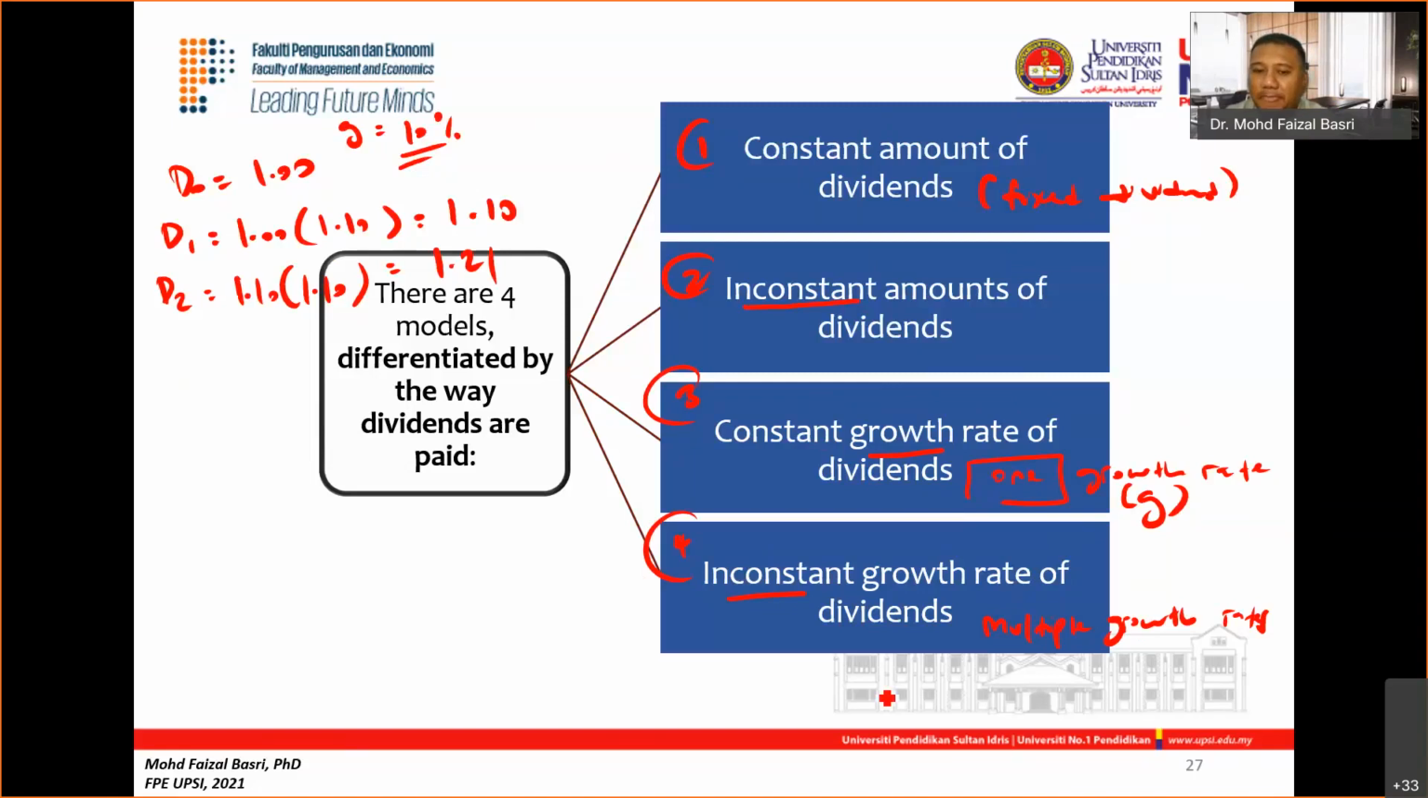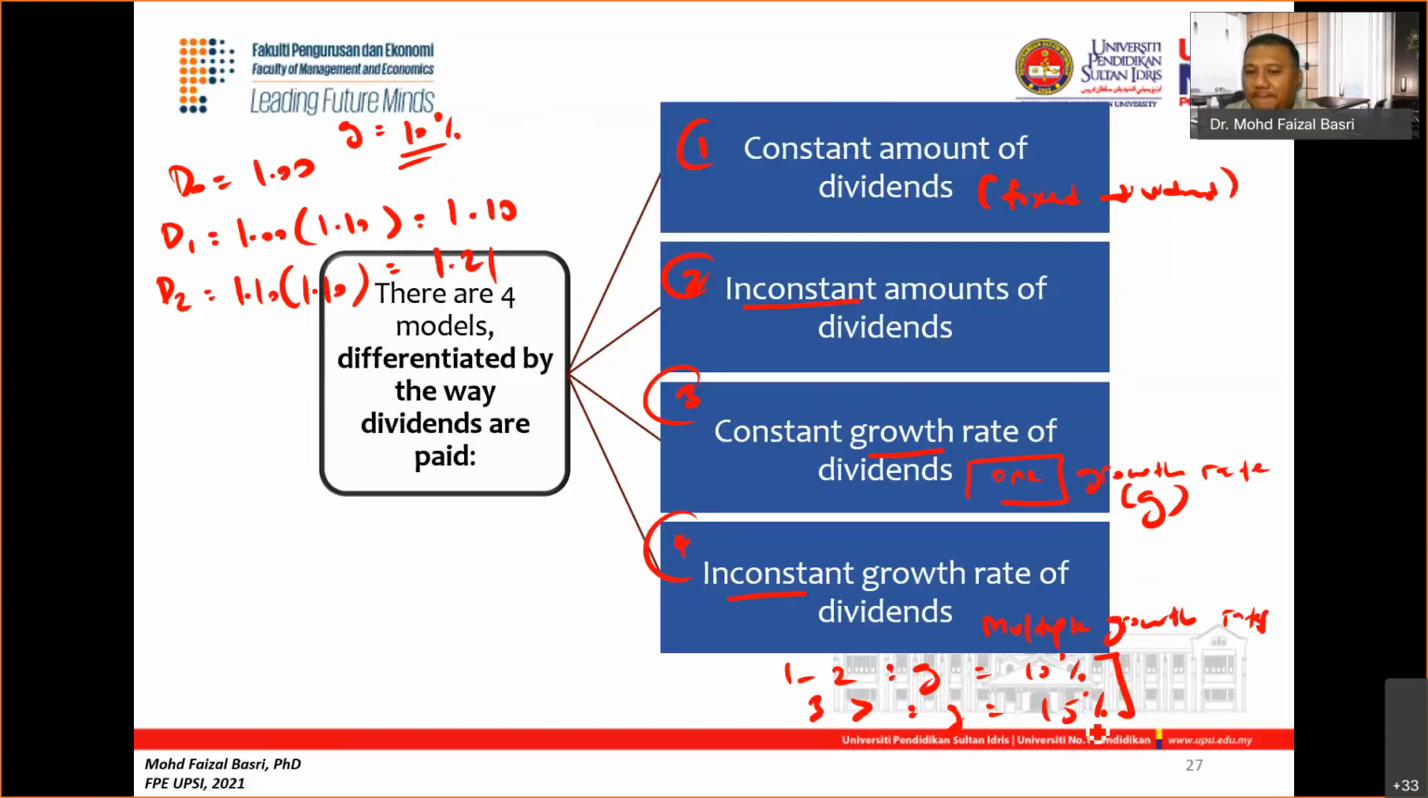So for example, for first and second year, the growth rate will be at 10%. Third year onwards, the growth rate will be at 15%. So here we have at least more than one. So we have at least two growth rates. The first 2 years, the growth rate is 10%, but for third year onwards, the growth rate will be at 15%.